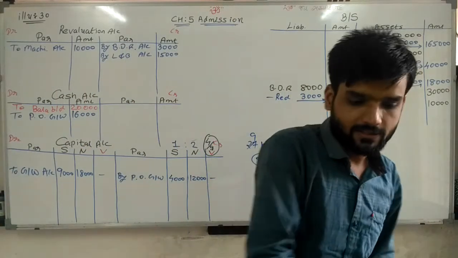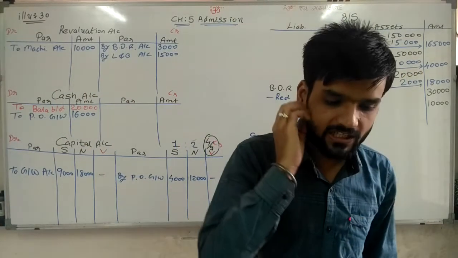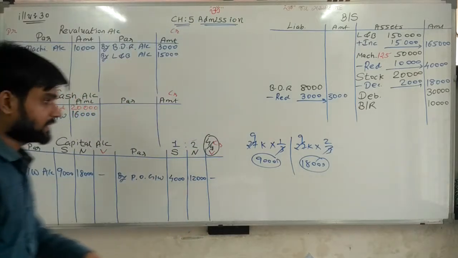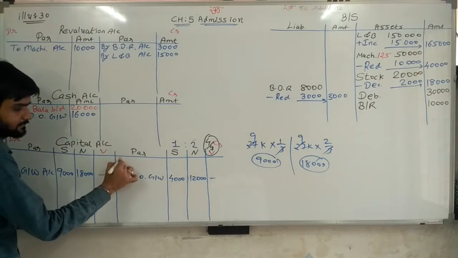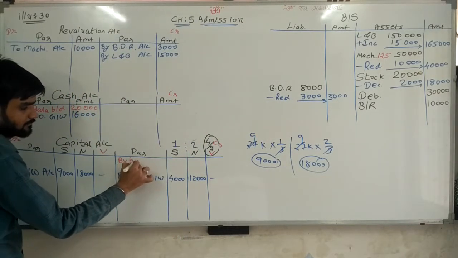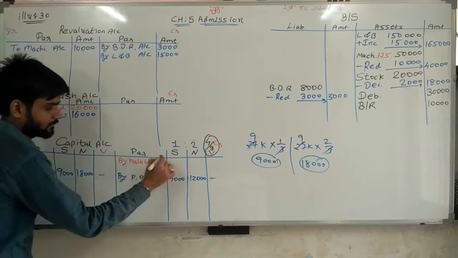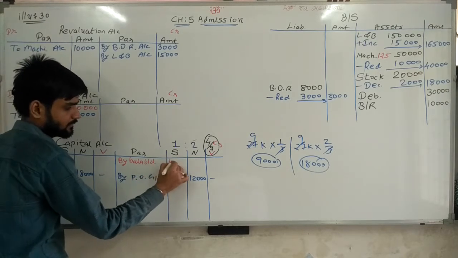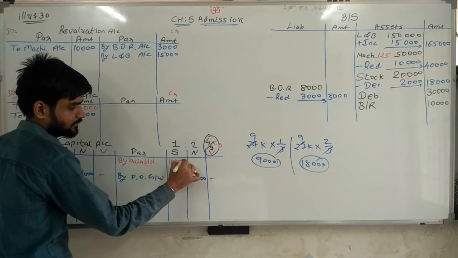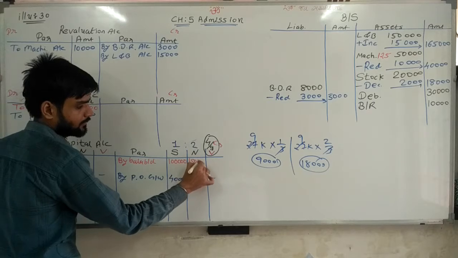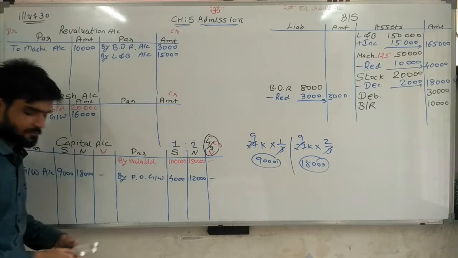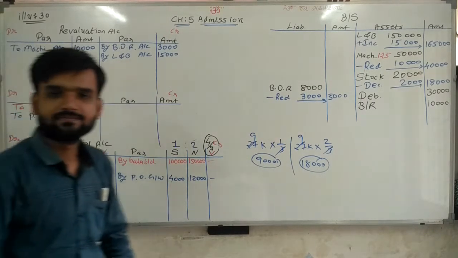Now liability side. Capital account. Shivani, Neeraj: 1 lakh and 1,50,000. That's it.